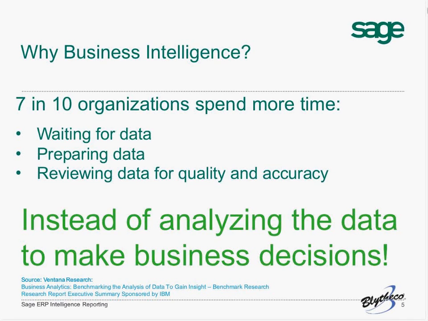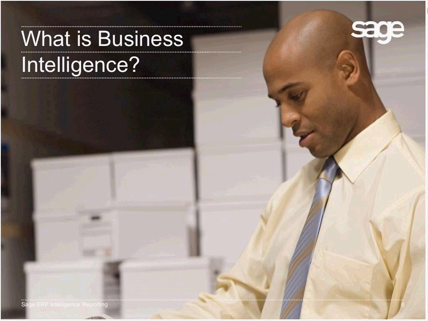And when it comes to those 3 things, that's what we expect software to do. Based on, again, Ventana research, 7 in 10 organizations are spending more time doing things that we expect our software to do for us, rather than doing what the humans need to, which is the analysis and the business plans and preparation.